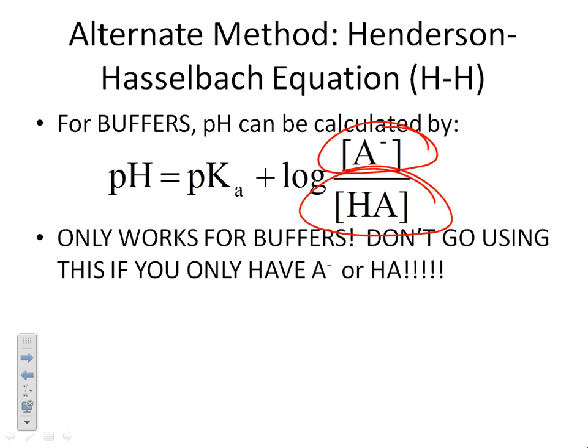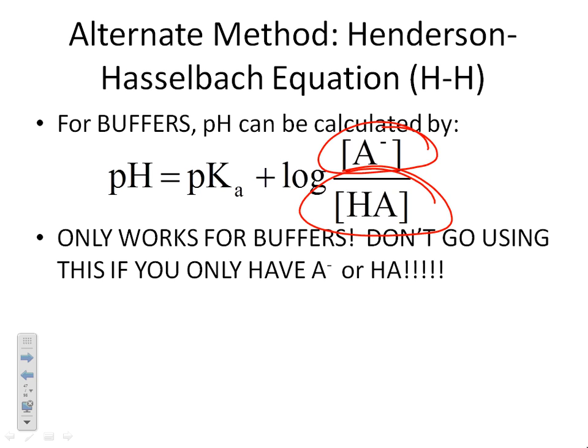If you are going through a problem and you realize that that is indeed what you have, that you have HA and A minus, and they're both there at the beginning of the problem, right? You have initial concentrations for both of those things, then by all means, use the Henderson-Hasselbalch equation to get your pH. But you cannot use it if you only have one of them. If you only have HA, you have to go through the equilibrium problem: ICE chart, expression, solve for H+. If you only have A minus, same thing: ICE chart, expression, solve for OH minus.